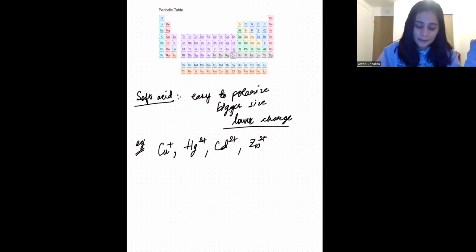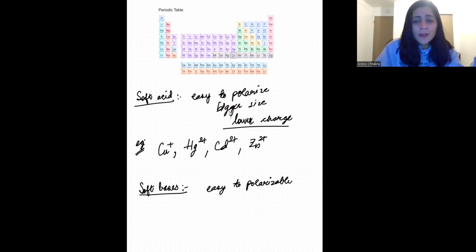Okay, how about soft bases? Soft bases would always be easy to polarize. You know, they're very amenable people. They're really good people in the society. I wouldn't call it influence, but they would be considerate of other people. So they're very considerate of other people's opinions, and they want to involve other people. So they have bigger personalities, and you will see them having bigger sizes. So you can think of them as large atoms, and they would have lower electronegativity.